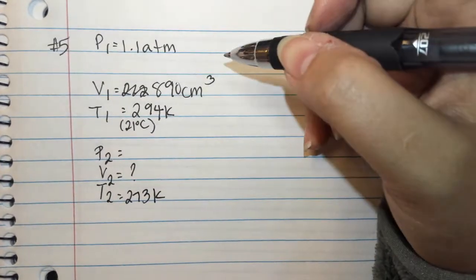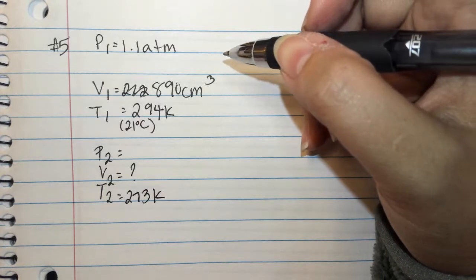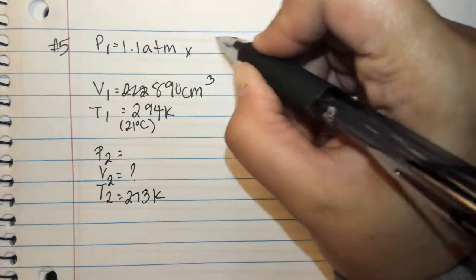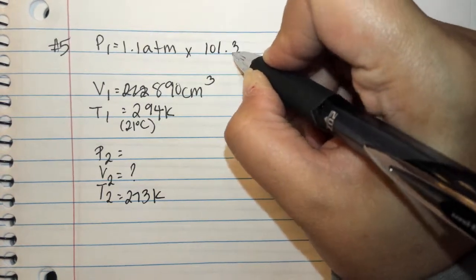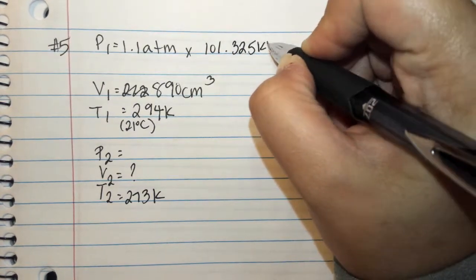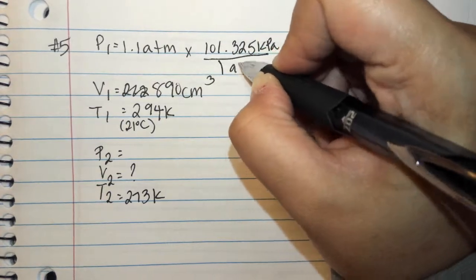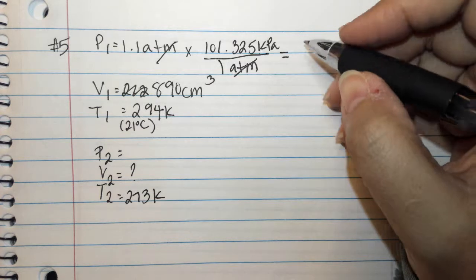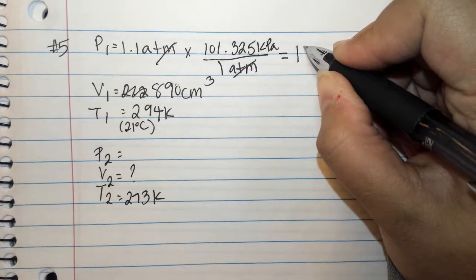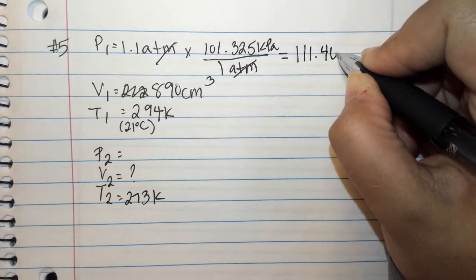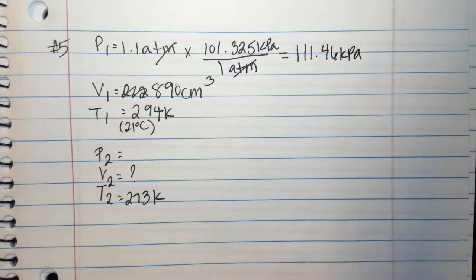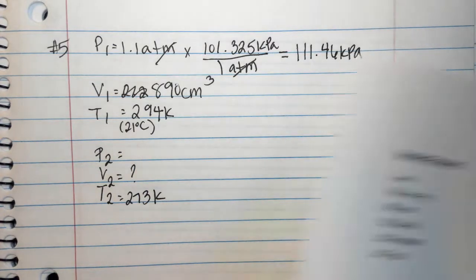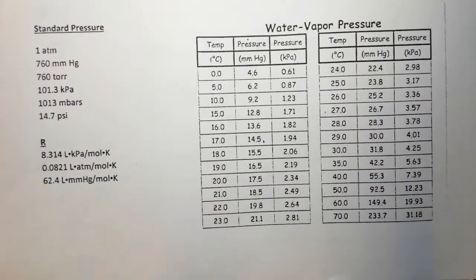Because there's only millimeters of mercury and kilopascals on our water vapor chart, I am going to go ahead and convert this to kilopascals by multiplying it by 101.325 kPa over 1 atmosphere. Atmospheres cancel out, and so our total initial pressure is going to be 111.46 kilopascals. Now I can look to see what the water vapor pressure is at 21 degrees Celsius in kilopascals.